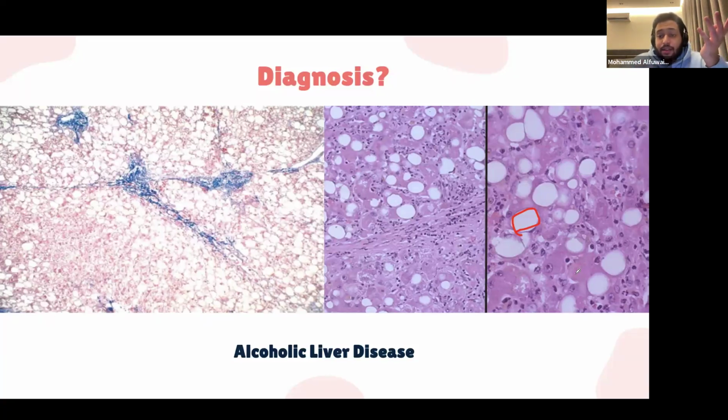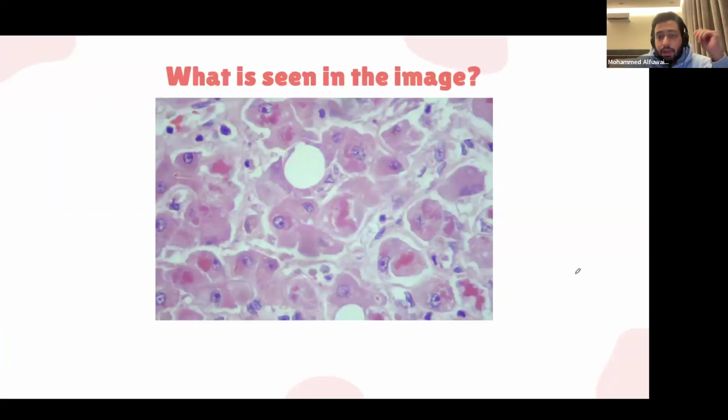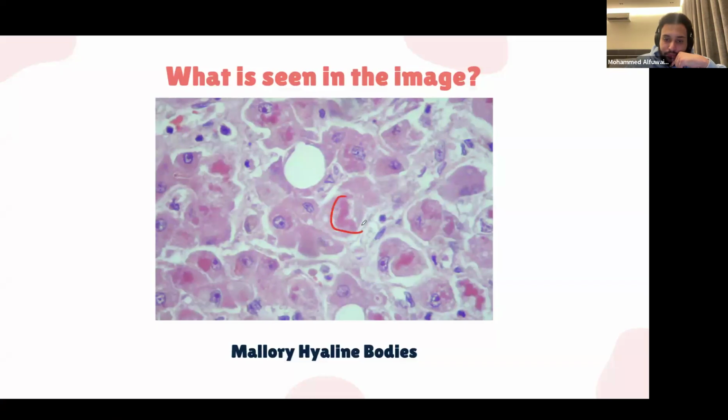Now, there is a sign that you might see associated with alcoholic liver disease, which is this one. What is this? Mallory bodies. Good. Mallory hyaline bodies. Good. Which is this? Yeah. This is an important image to remember. Okay. Mallory hyaline bodies are associated with alcoholic liver disease, not entirely, like it can be seen elsewhere. However, alcoholic liver disease is most associated with this finding. Okay.